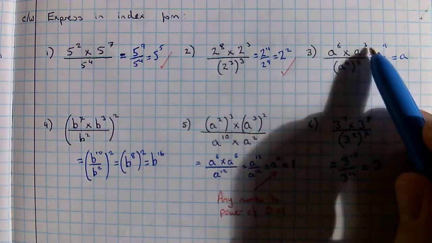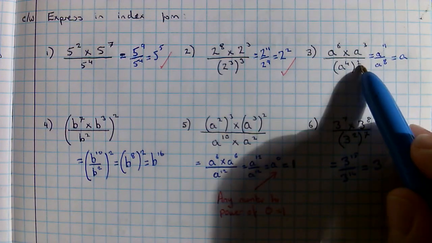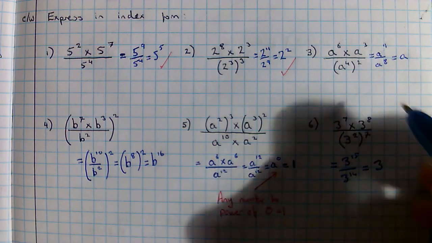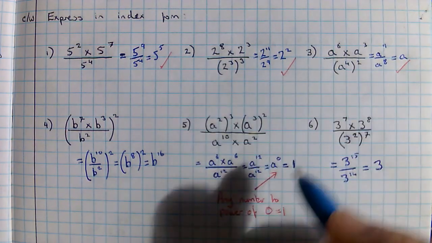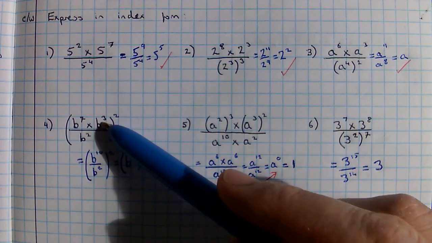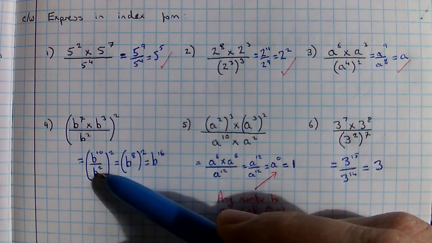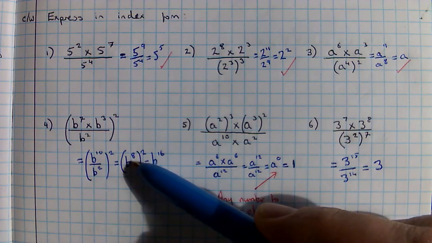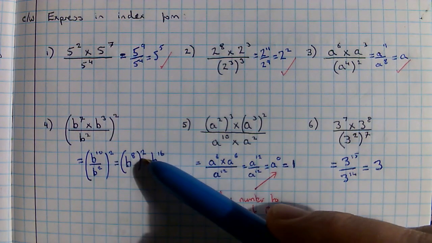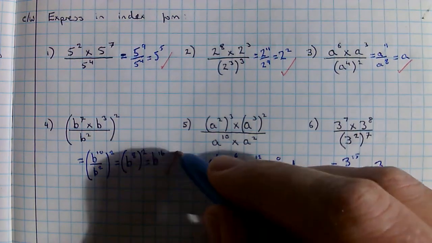For the next one, adding your powers gives you 8 to the power of 9. Power of a power gives you 8 to the power of 8. 9 take away 8 gives you 8 to the power of 1, which we just write as A. 4 is probably the most complicated question on here. Adding the powers gives you b to the power of 10 divided by b squared. You're then going to subtract the powers, which gives you b to the power of 8. You're squaring this, so you're going to multiply your powers to give you b to the power of 16.